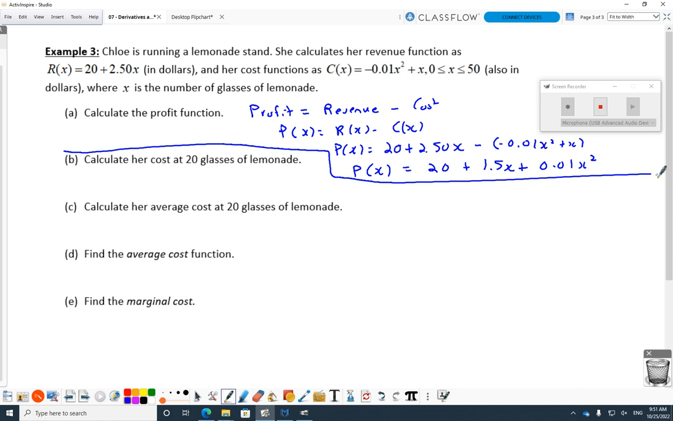Calculate the cost at 20 glasses of lemonade. So our cost function for 20 is negative 0.01 times 20 squared plus 20. We'll punch that in. So if she makes 20 glasses of lemonade, how much money has she spent?